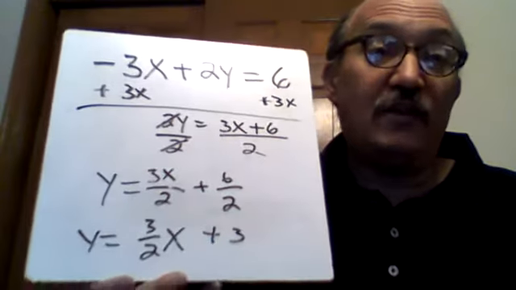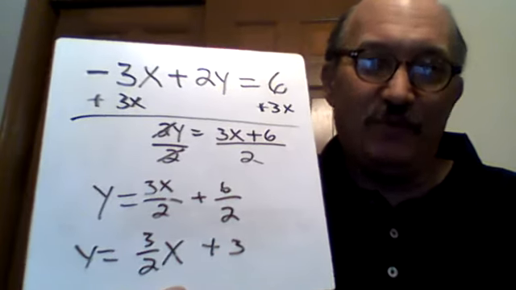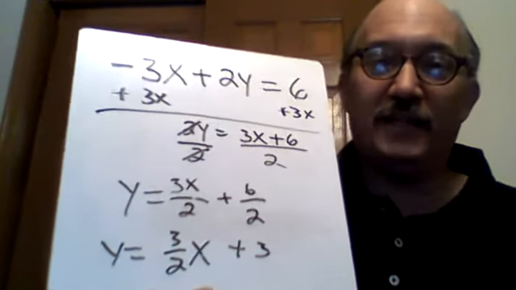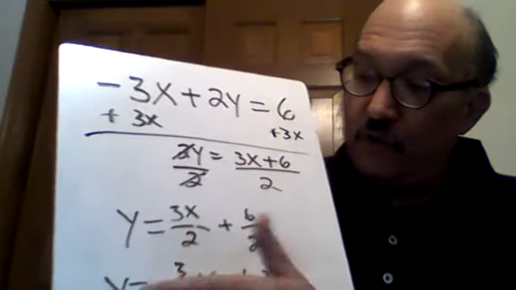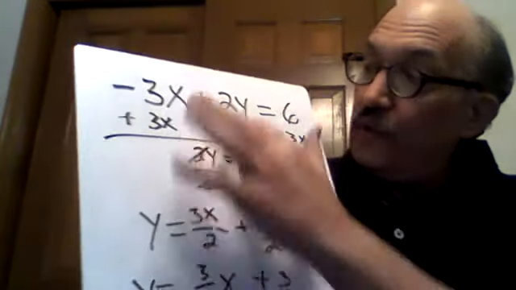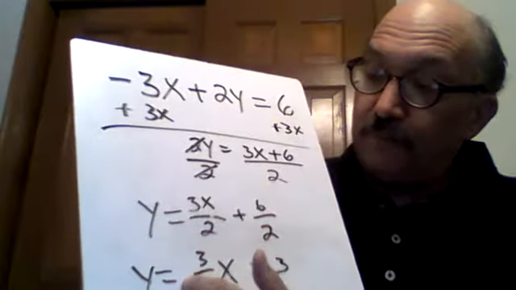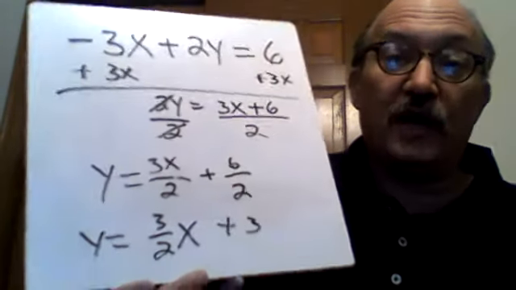Vertical lines don't have slopes, and we'll see why when we get to that topic. But this is not a vertical line. This line, whether you write it in this form or this form, this line has a slope of positive 3 halves.